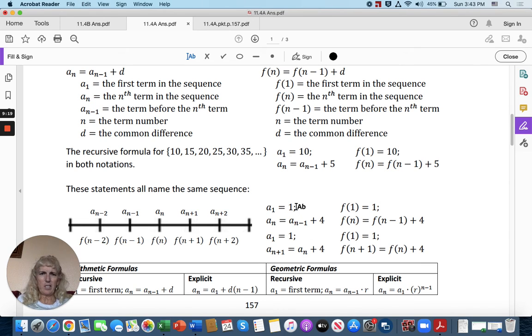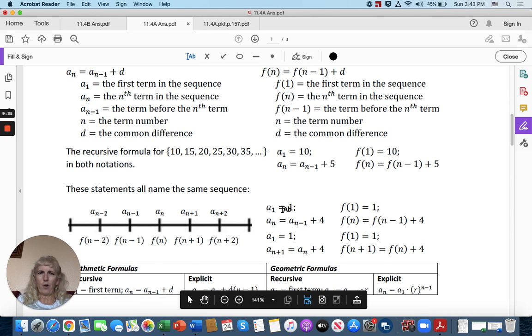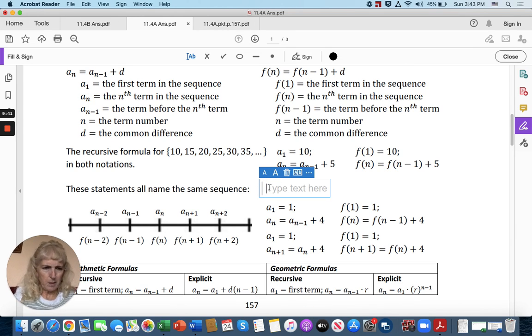Here, in this function notation, a sub 1 is 1, a sub n equals a sub n minus 1 plus 4. This is f of 1 equals 1, f of n equals f of n minus 1 plus 4. That means you're going to start at 1, and you're going to be adding 4 each time. So in other words, this is what that would look like. The sequence would start at 1, and then if I add 4 each time, it would be 5. And if I add 4, 9, add 4, 13. And if I add 4, 17.